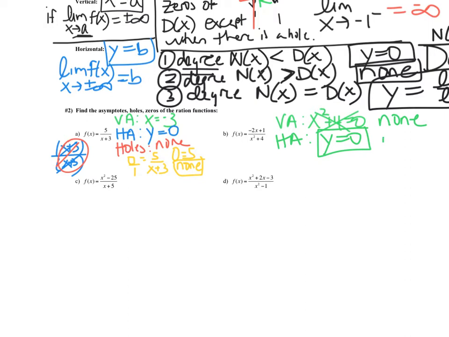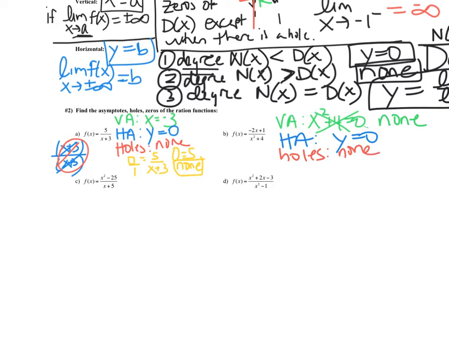So holes, oops, I should have done that in the other color. That might be bothering some of you OCD people, huh? Yes, let's go back and do horizontal asymptote, y equals 0. There you go. All right, holes in the graph, I did that in red. Holes would be none.